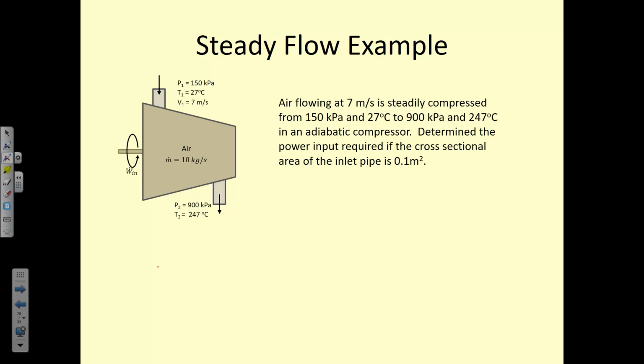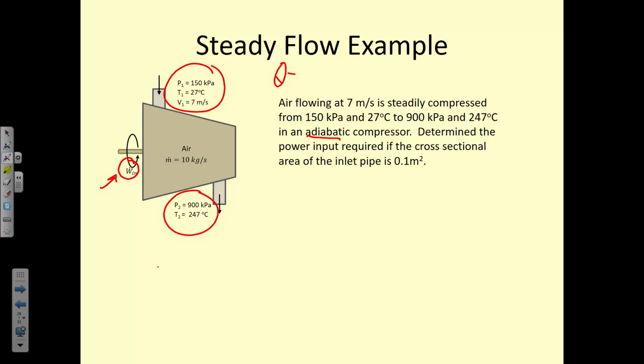Okay, so we want to find this term, work dot in. We're given the inlet conditions, pressure, temperature, and a velocity. And we're given some of the outlet conditions, pressure and temperature. So we want to find work in based on some of these other properties that were given. So before we even begin this problem, what are some assumptions that we can or should make about it?